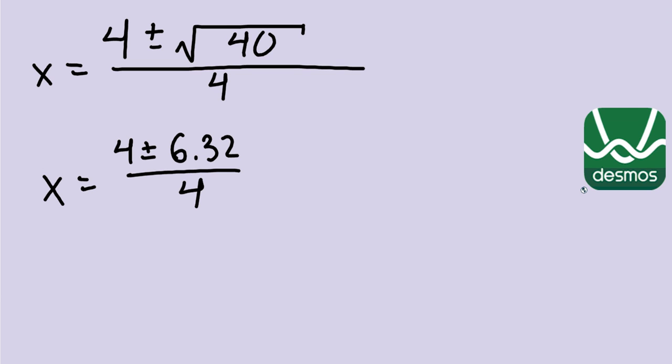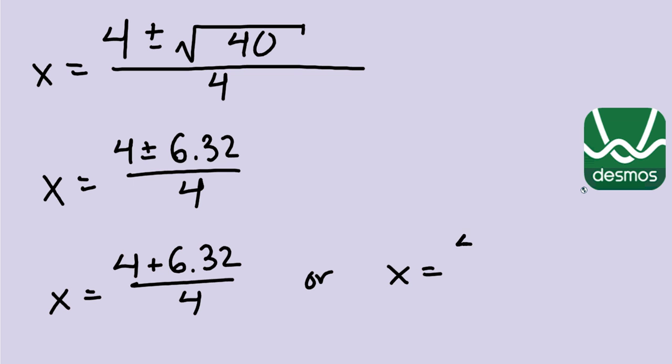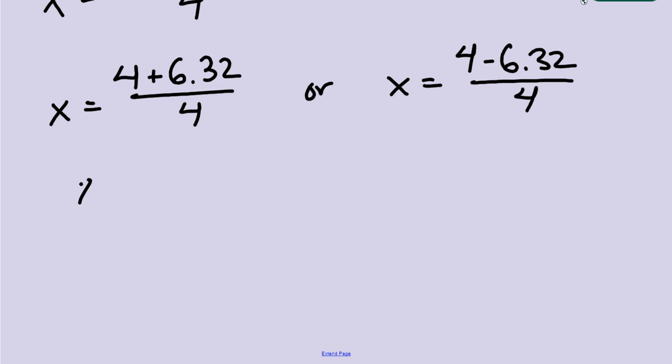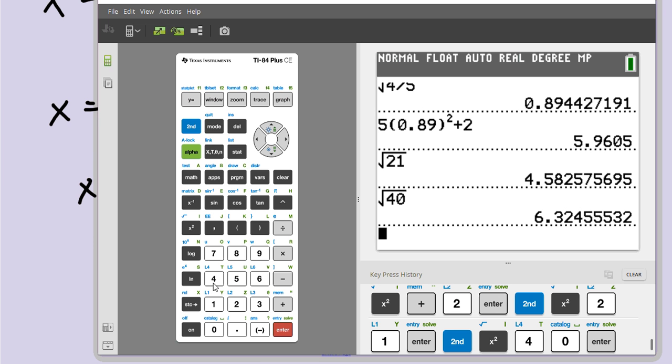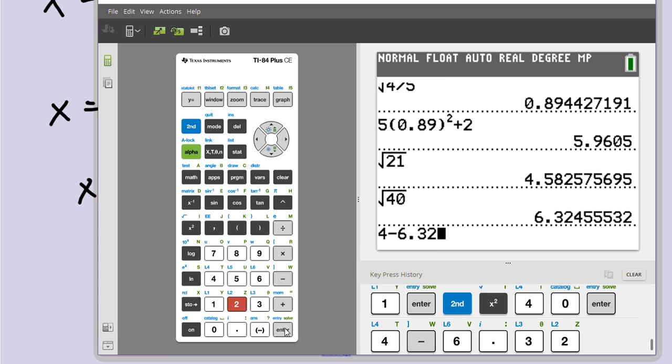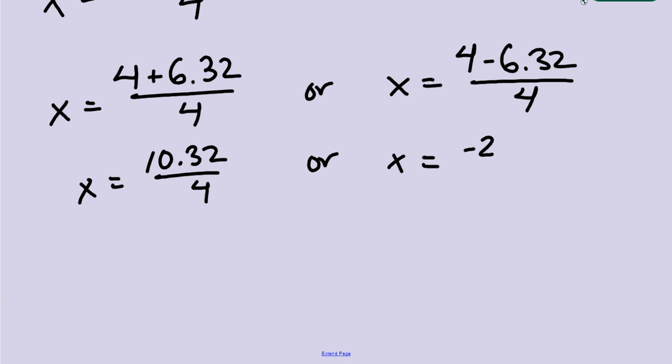Okay, now I need to split it into my two answers. X either equals 4 plus 6.32 all divided by 4, or x equals 4 minus 6.32 all divided by 4. I would simplify the whole top before dividing by 4. If I add 4 here, that's 10.32 divided by 4. Or if I subtract, so 4 minus 6.32 is negative 2.32, all divided by 4.